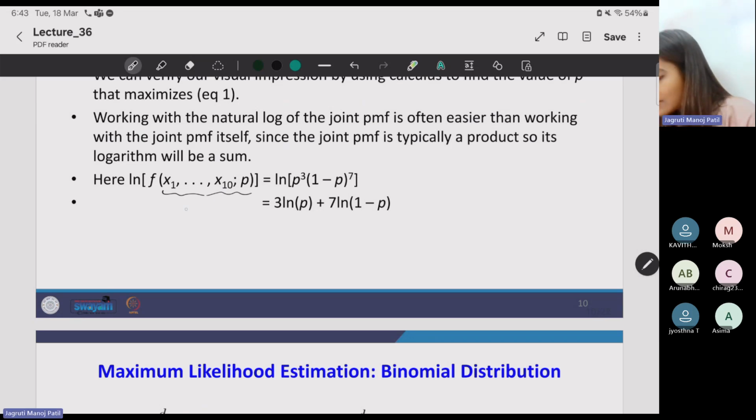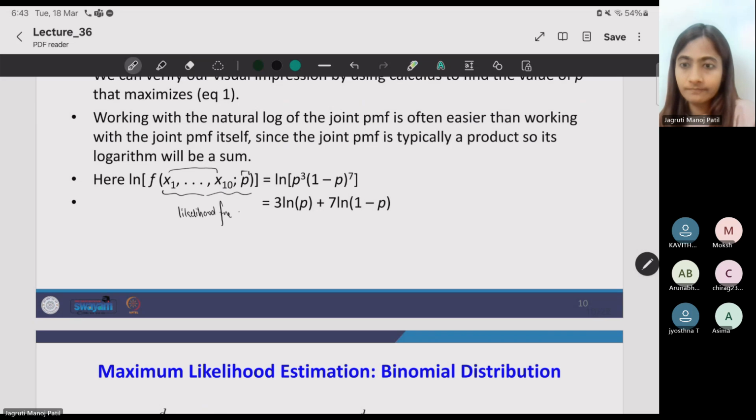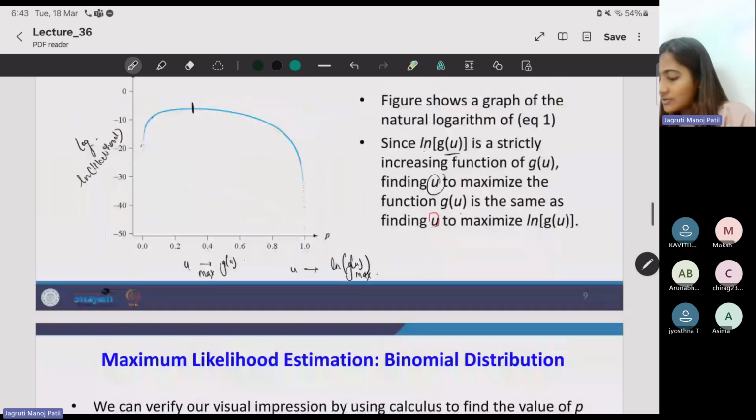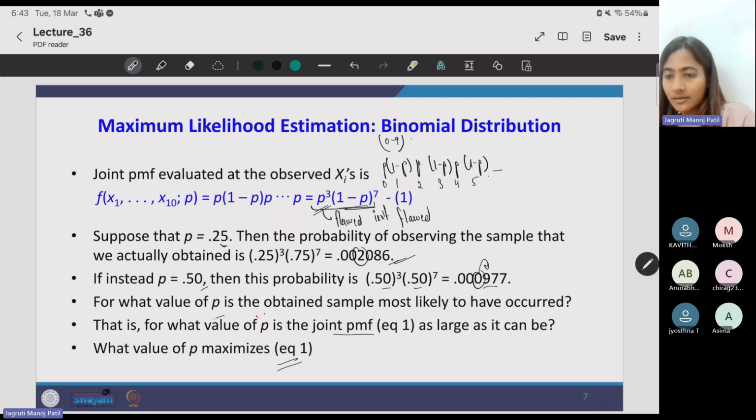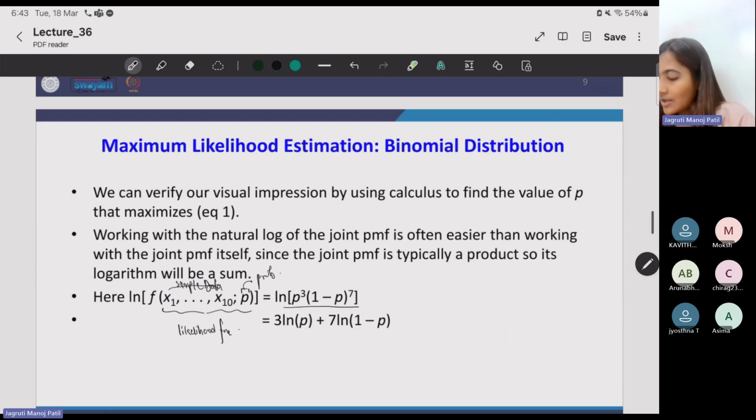If someone can say what is x1 to x10 and what is p here? So x1 to x10 are our sample data or observed data, and this is our probability that we are looking at. And then we take this thing: p cubed and 1 minus p raised to 7. From where did it come? This term that we had. So this is your probability, so this is your likelihood function that you get.